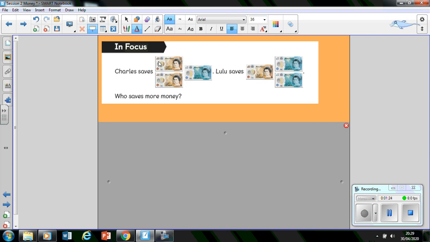Oh, I've got to look at the number on the note, Mrs. Sweeney. You don't just count up the notes, you have to carefully look at the number on the note. So Charles has got, for example, 2 10s here and just 1 10 here. So clearly he's got more 10s. And then he's only got 1 £5 note and 2 £5 here. So 10 and 10 and 5 make 25. And 10 and 5 and 5 make 20. So Charles saves more money.